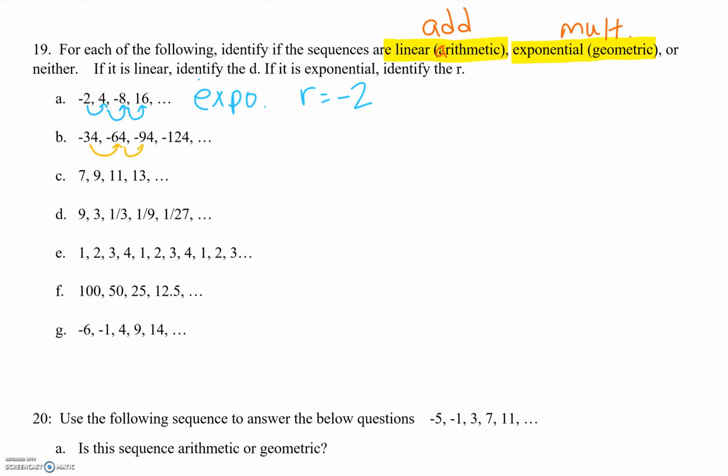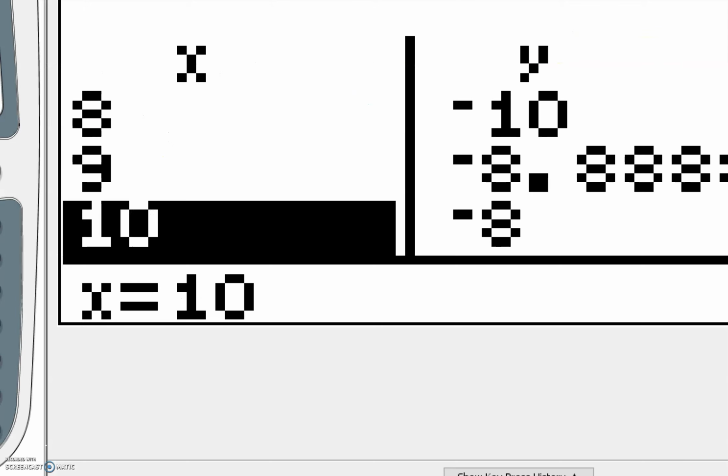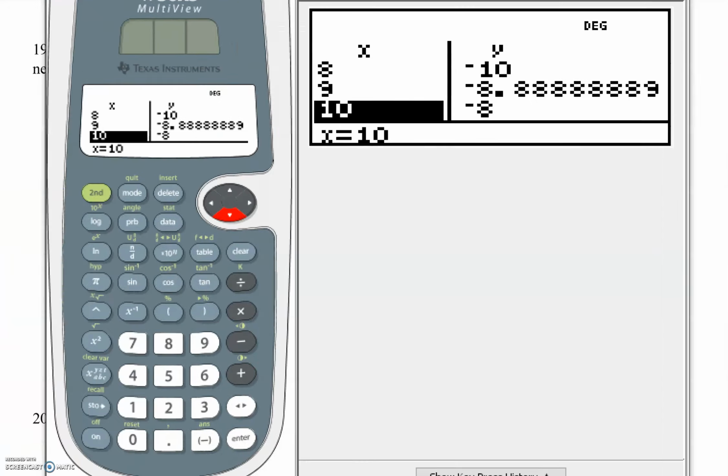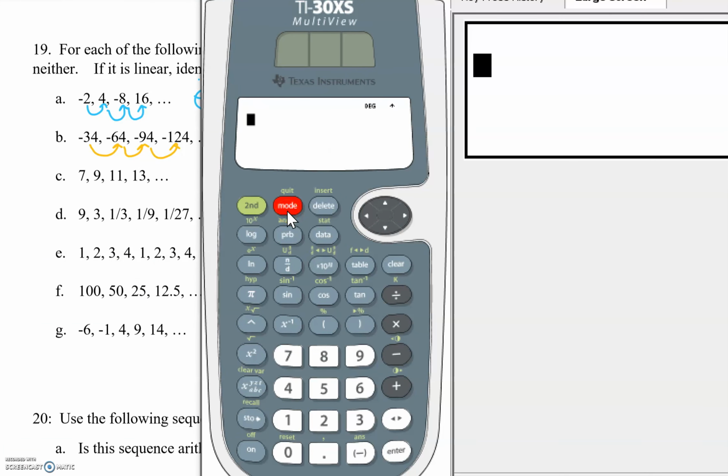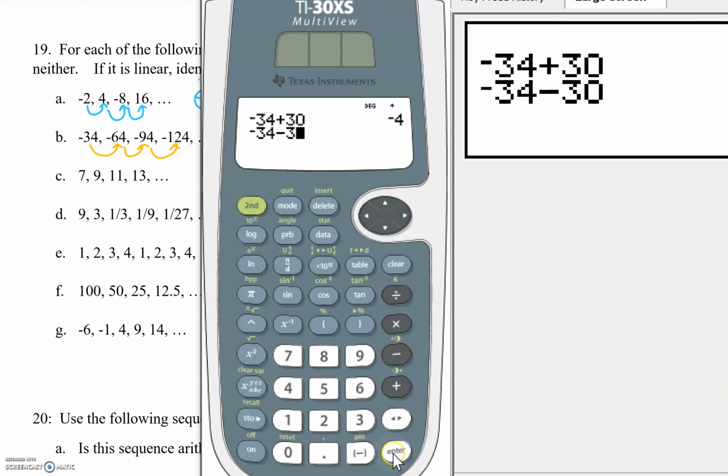All right, what's happening? -34, -64, -94, -124. So I see that 30 difference. So then the question becomes, if I have that 30 difference, are we adding 30 or subtracting 30? So I'm going to say -30, and if we think we're adding, let's add 30. Yeah, no. How about -30, subtract 30? There it is, the -64.